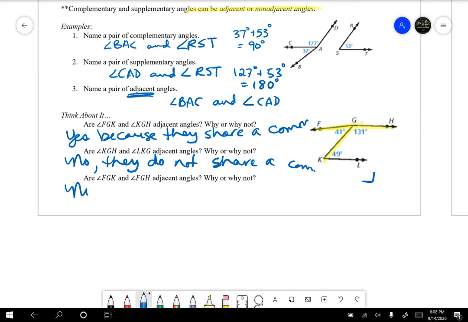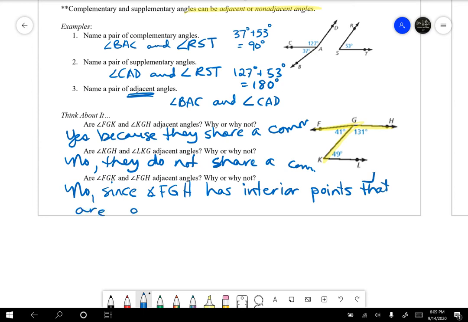They do have a common ray, obviously GK, but FGH has interior points that are also in angle FGK. So that sort of ruins the definition for us.